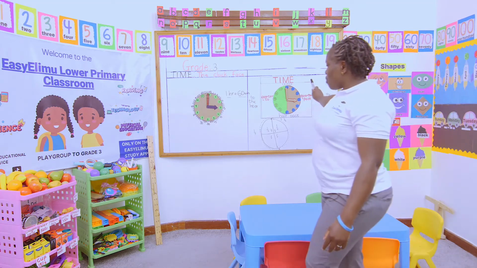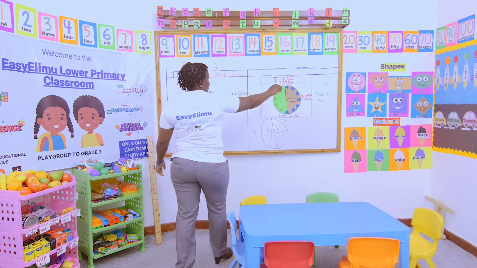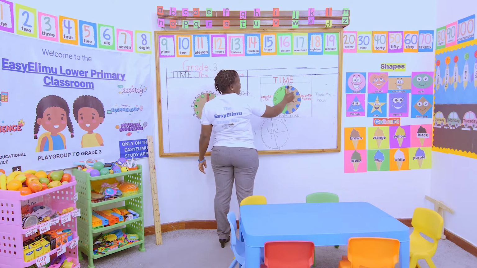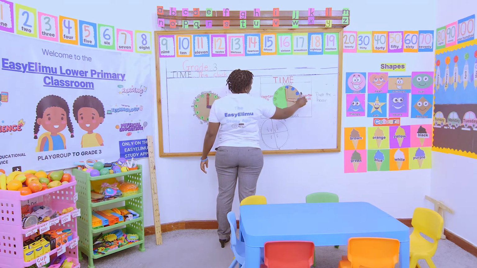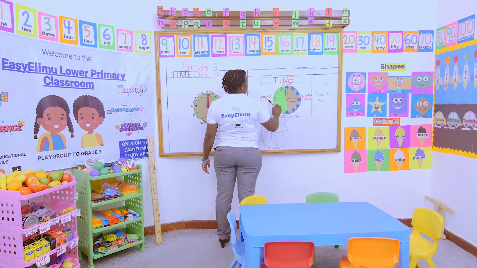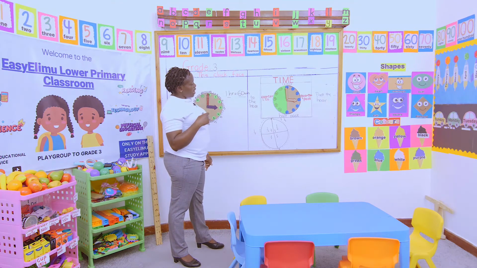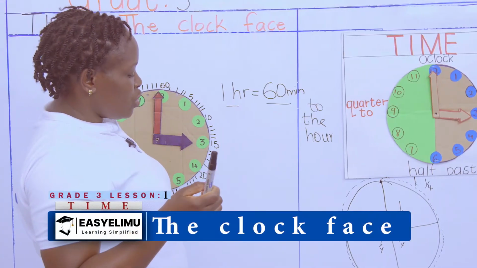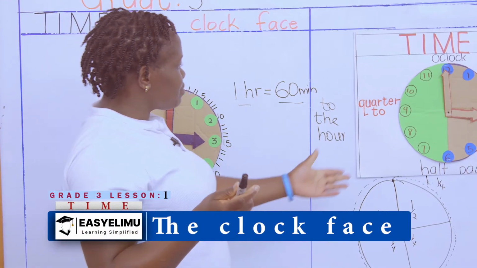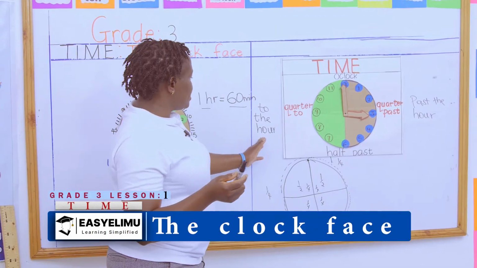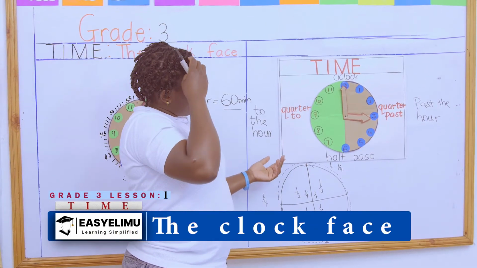So we are saying when it is here, it is past the hour. When it has passed 12, it has passed the hour. But when it is going towards 12, it is going to the hour. Okay? So when you're telling time using past the hour and to the hour, it is very easy.